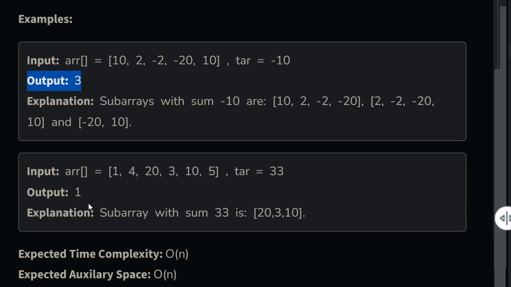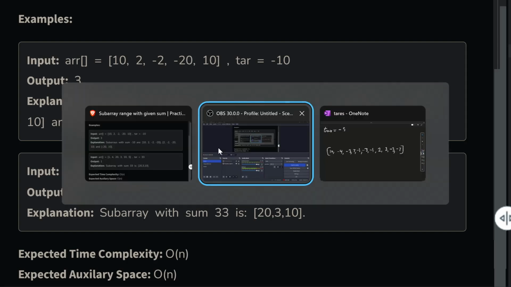Let's talk about the next example. In this example, only one subarray is there, which means this subarray whose summation is equal to the target value. So let's try to build the approach.